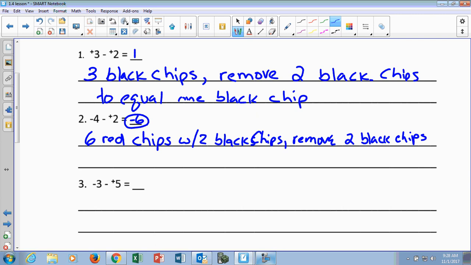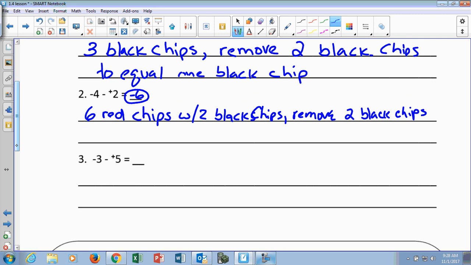All right, so think about that same idea then. How will we do number 3? Because what's negative 3 minus 5? Not 8. Negative 8. Okay? So how can we show that with the chips? Look what we did up above. How can we show that with the chips? So instead of 4 red like we had up here, we did 6 red and took away the 2 black. So what could we do for number 3? Anyone have an idea?